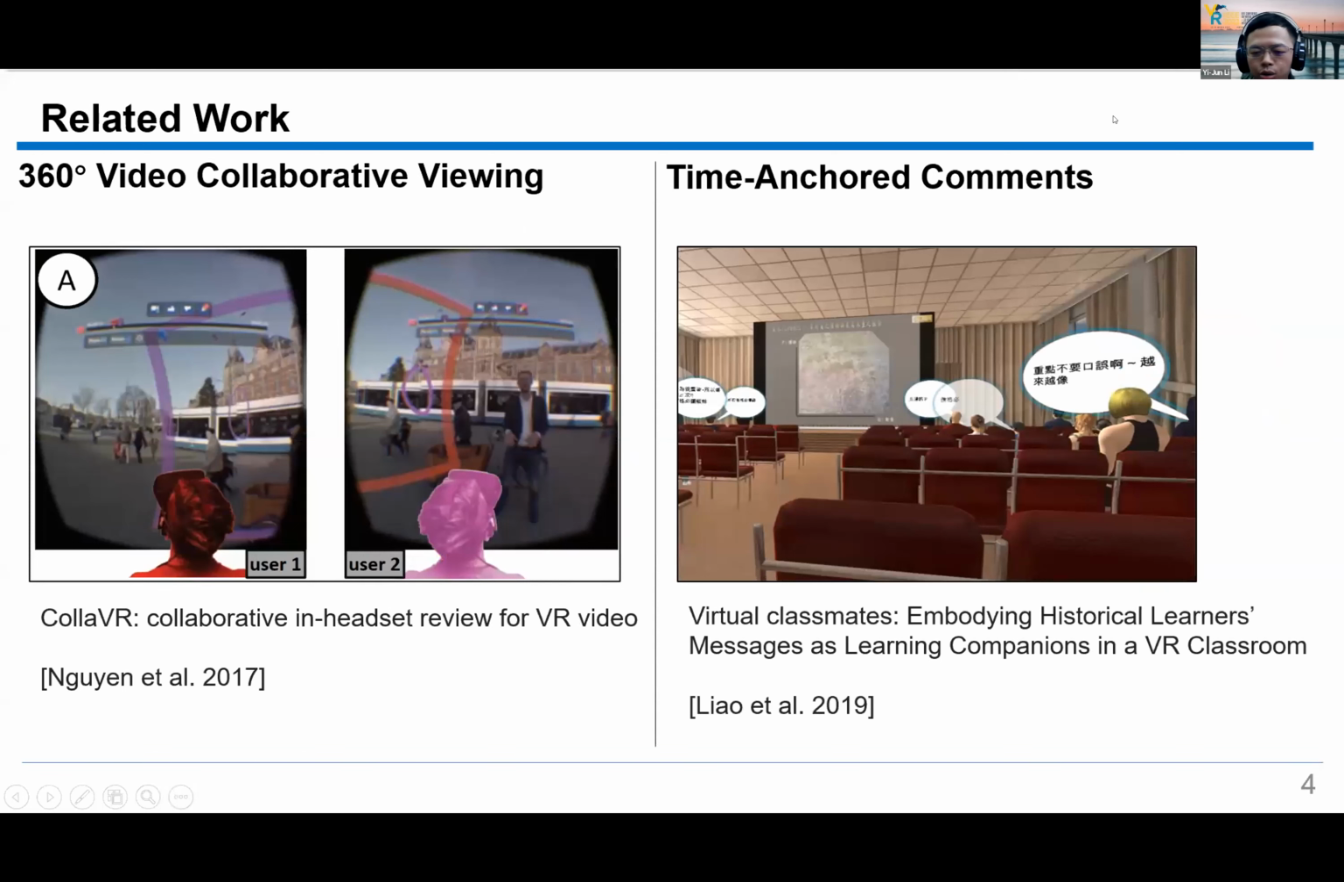Some related work is about 360 video collaborative viewing. The left one proposed the CoLo VR system to support multiple users reviewing and communicating in their VR headsets, but it requires all users to attend simultaneously for online communication, and their method is hard to deal with large real-time data. The right one constructed virtual classmates by synthesizing previous learners' time-anchored comments, which can help learners have the sense of being accompanied and achieve better learning outcomes. But it is for viewing traditional videos in VR headsets.